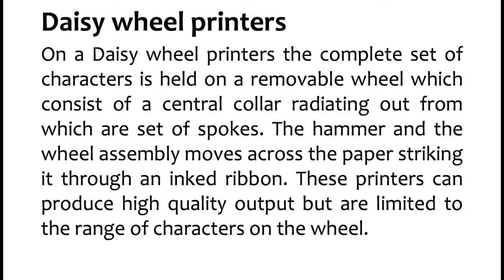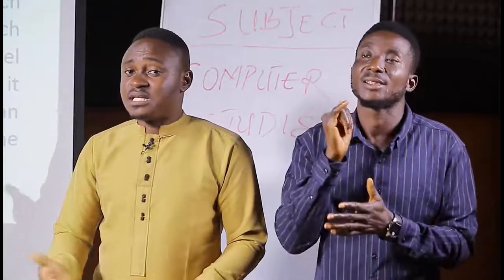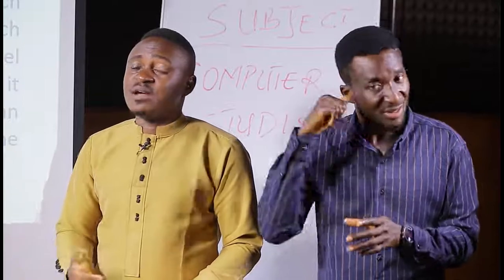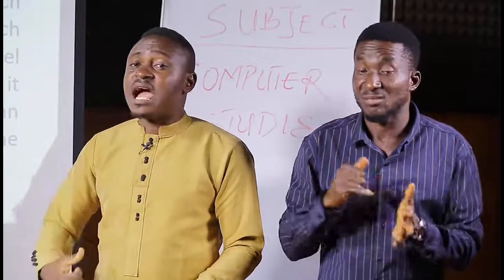We have the Dice wheel printers. On a Dice wheel printer, the complete set of characters is held on a removable wheel which consists of a central collar radiating out from which are a set of spokes. The hammer and the wheel assembly moves across the paper, striking it through an inked ribbon. These printers can produce high quality output but are limited to the range of characters on the wheel. That's actually beautiful. It sounds better than the line printer. While the line printer cannot actually bring out much quality, this is bringing a higher quality.